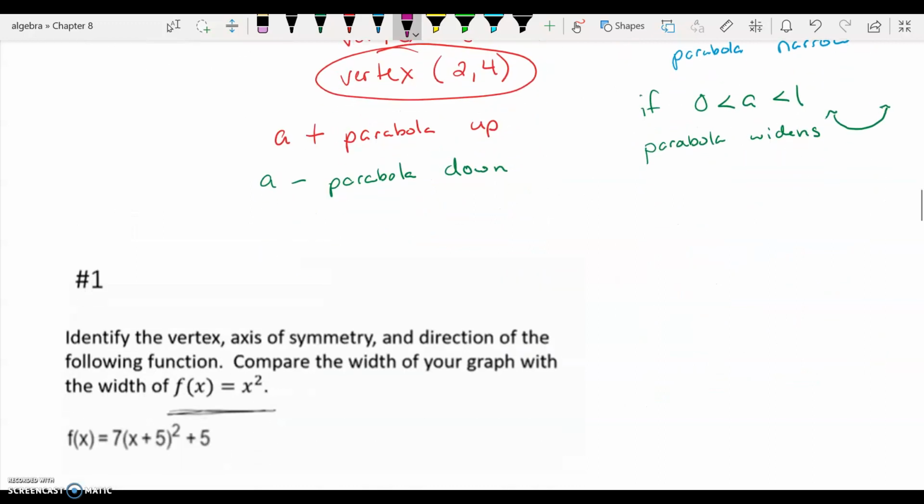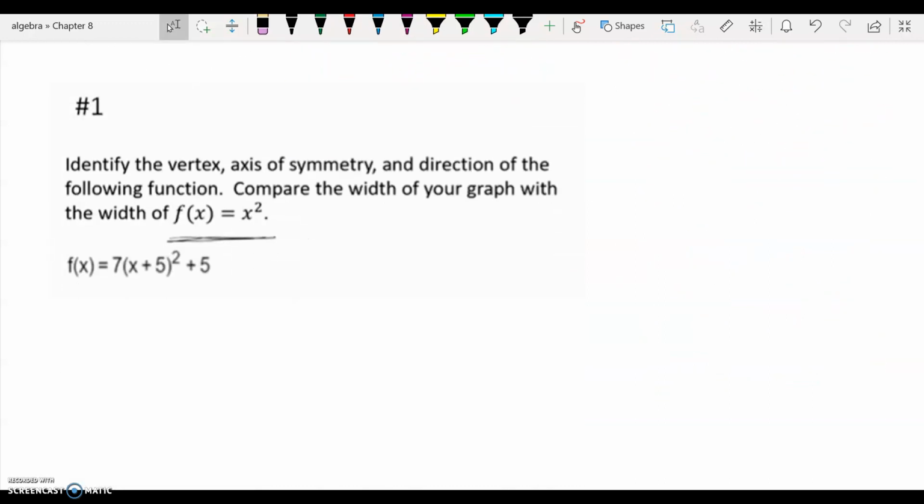So the first problem I'm going to do with you guys, you can go ahead and write it down. It says identify the vertex, axis of symmetry, and direction of the following function. Compare the width of your graph with the width of f of x equals x squared. Remember, this right here is our parent function, guys. So we're comparing it to the parent function. So the first thing I want to find is my vertex. So I'm going to use this equation, and we're going to find the vertex from it.